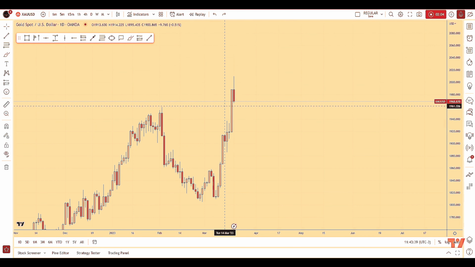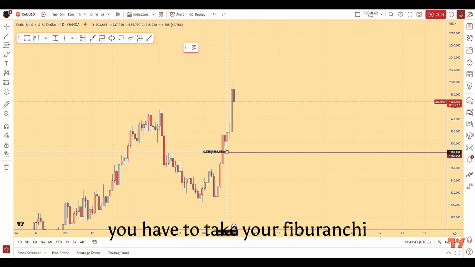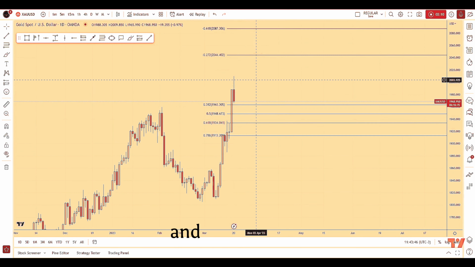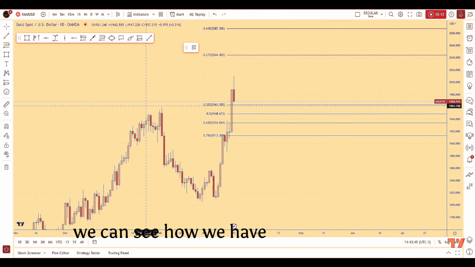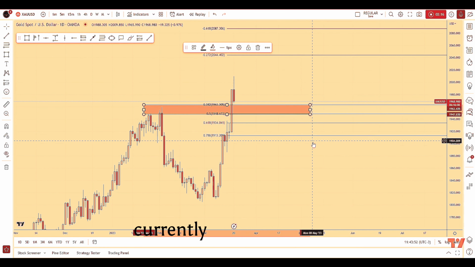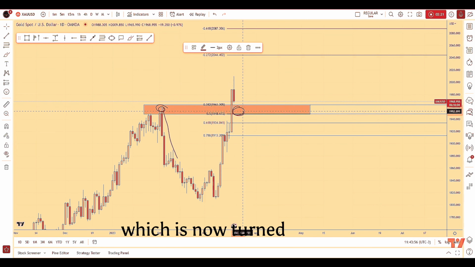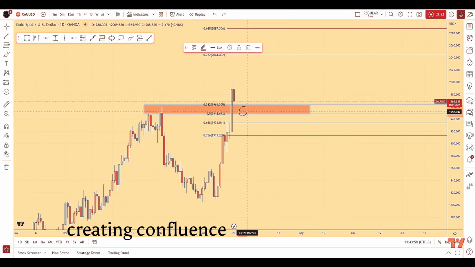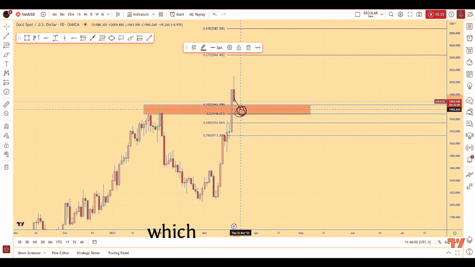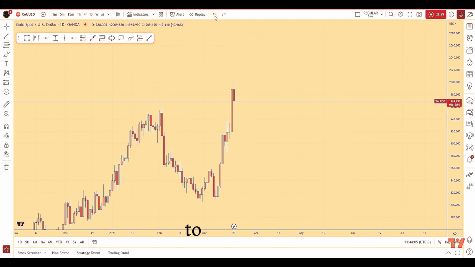Now, in general, after an impulse, if you want to measure the correction, you have to take your Fibonacci from the low to the high of the impulse. And if we do that, we can see how we have a 0.382 and 50% Fibonacci retracements currently lining up exactly with this previous level of resistance, which is now turned support, creating confluence of support at this area, which we could in fact expect the market to test and then potentially to reject to the upside.